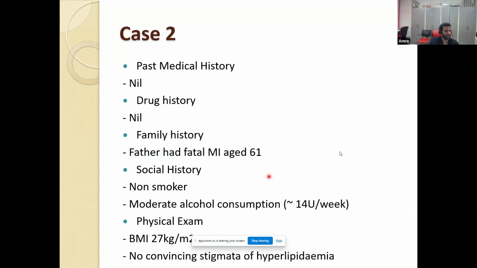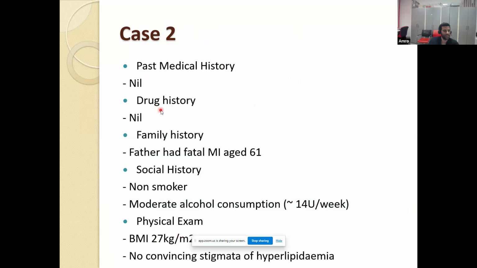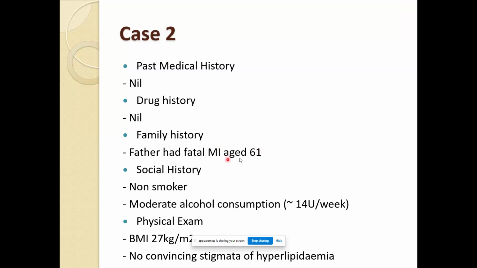So this is his history here. He's got no past medical history other than being slightly overweight. He's not on any medication. His father had a fatal MI age 61. So that's a bit worrying. His dad had an MI at 61, which makes you think there is a genetic element here.